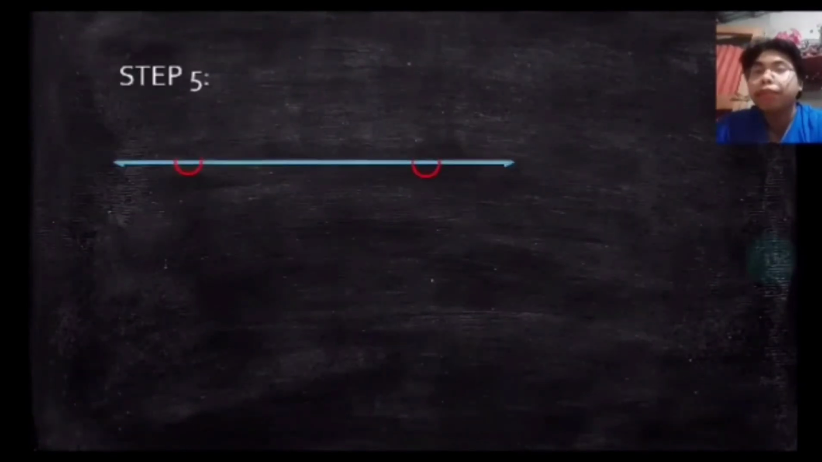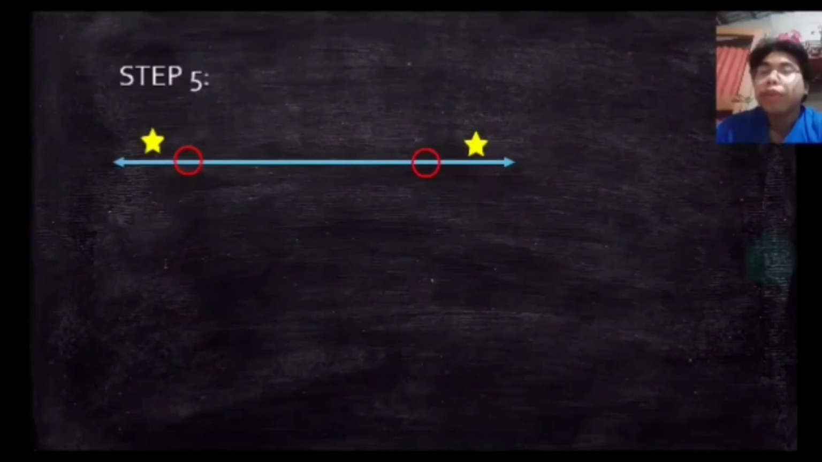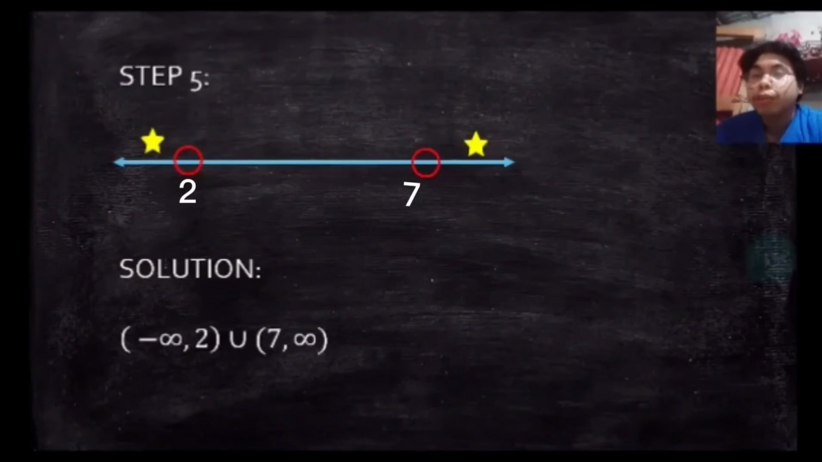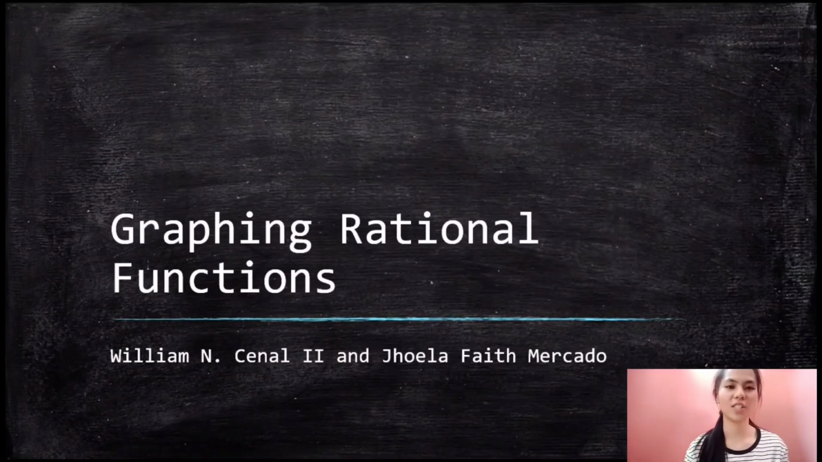Step 5. We'll now put an indication star to identify which intervals are true. The true intervals are negative infinity to 2 and 7 to positive infinity. So the solution is the open interval negative infinity to 2 union the open interval 7 to positive infinity. Graphing rational functions.